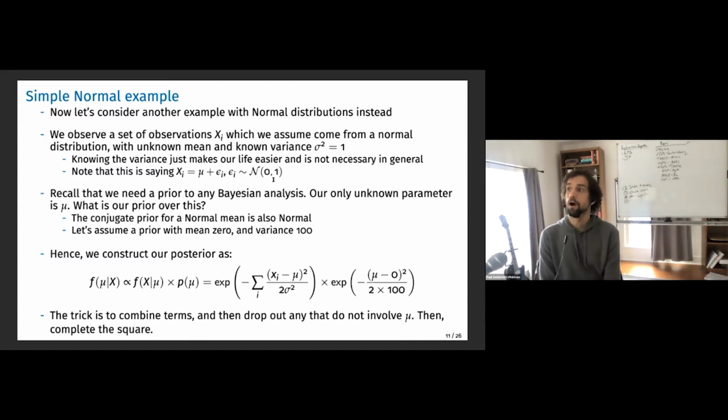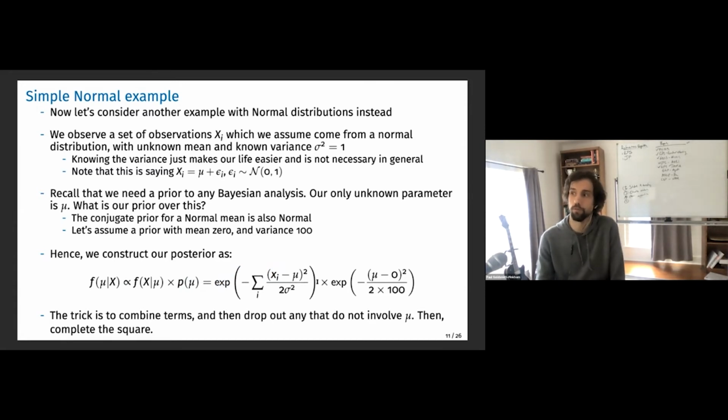So our only unknown parameter in this space is mu. How should we pick our priors? I mentioned before that there's this benefit of using what are called conjugate priors. The conjugate prior for a normal mean is also normal. So for the purposes of this exercise, let's assume a prior with mean 0 and variance of 100. What we want to talk about is the posterior for mu, conditional on the data. Well, that's proportional to the likelihood times the prior, which is the product of these two normals, right?